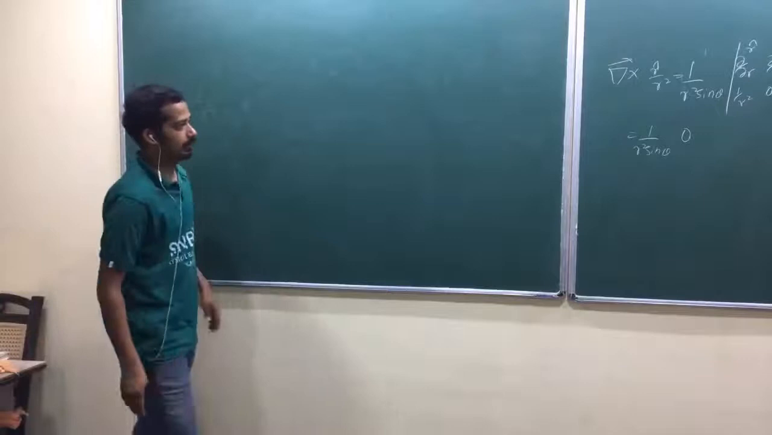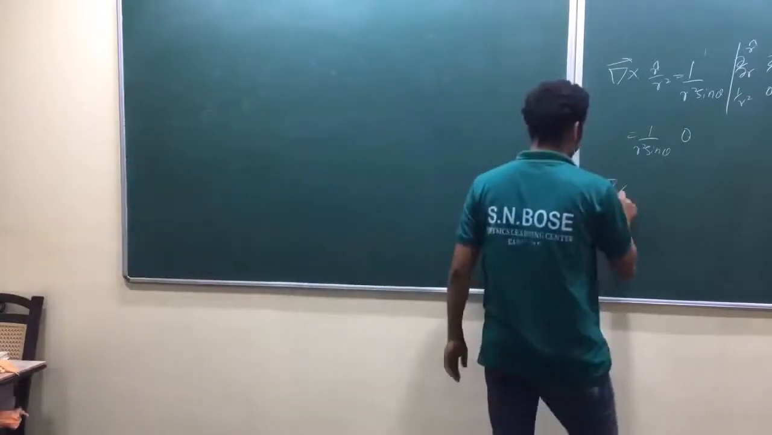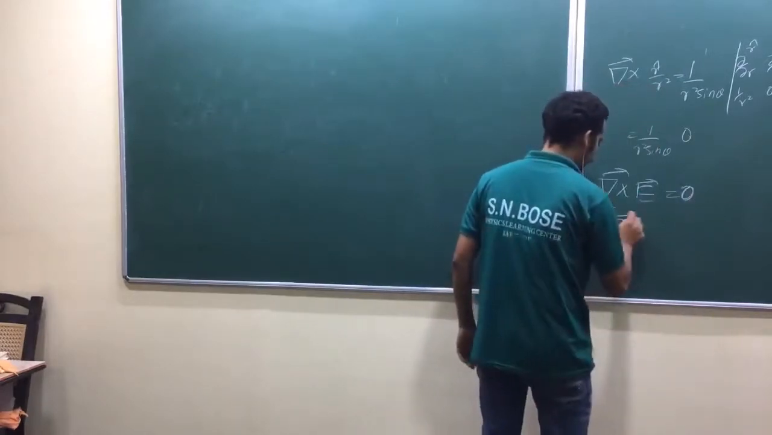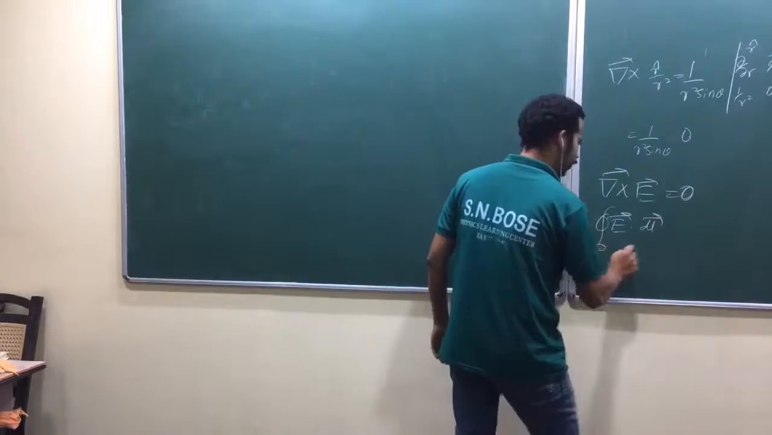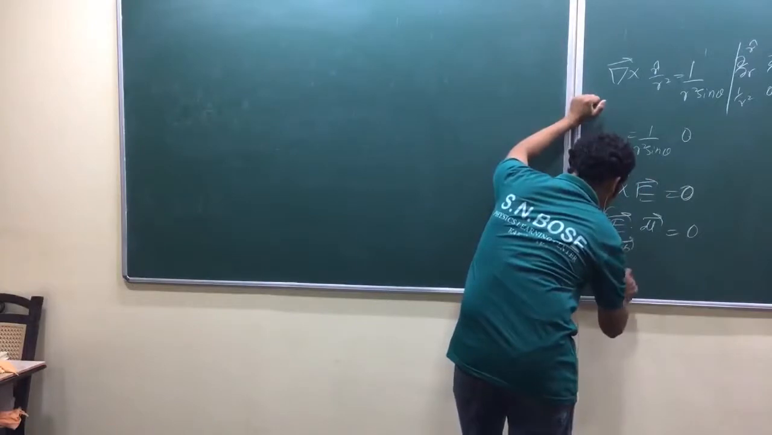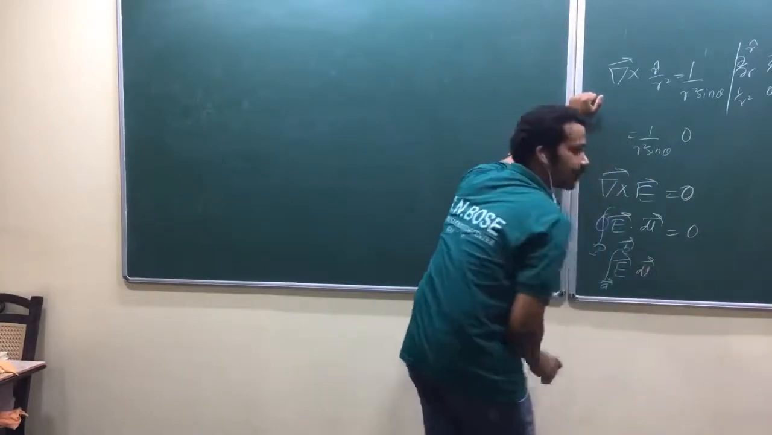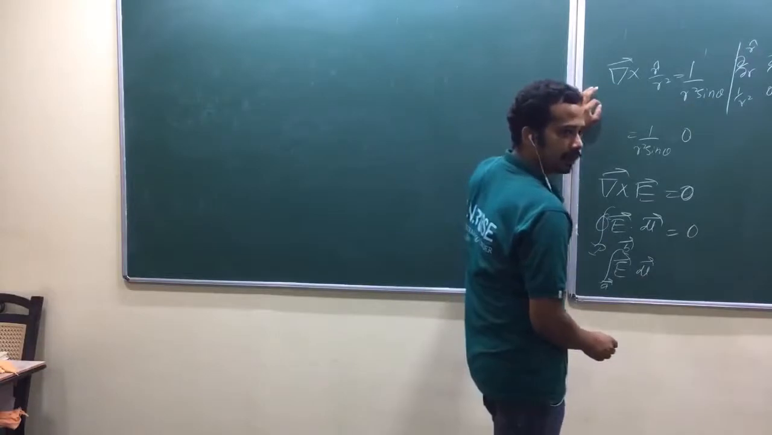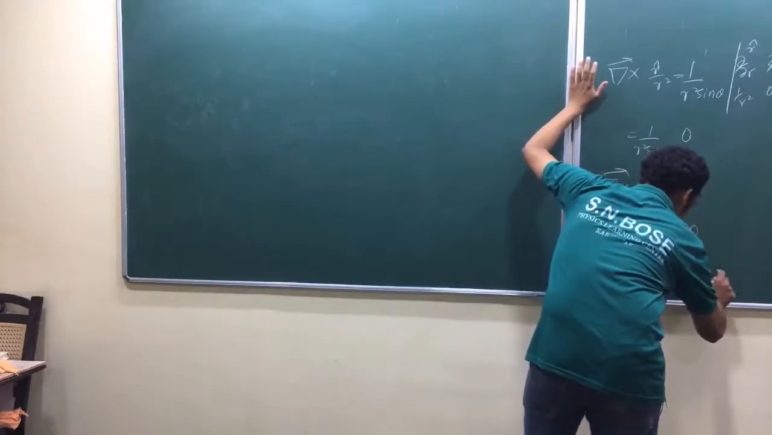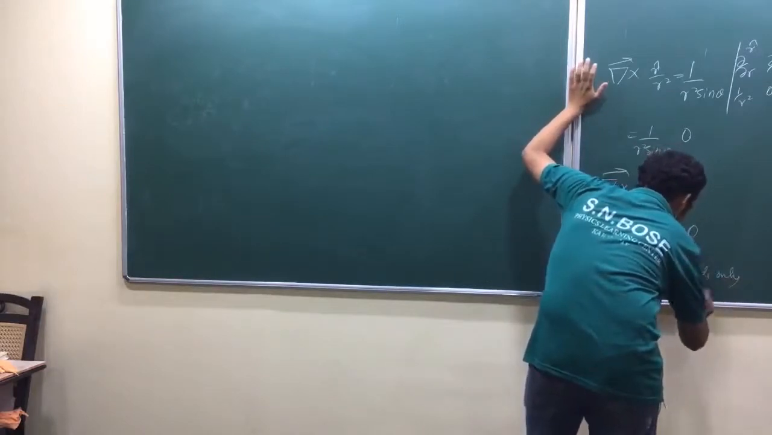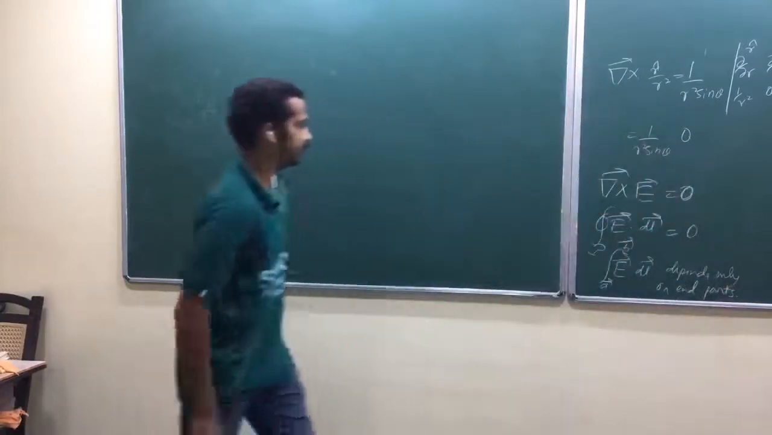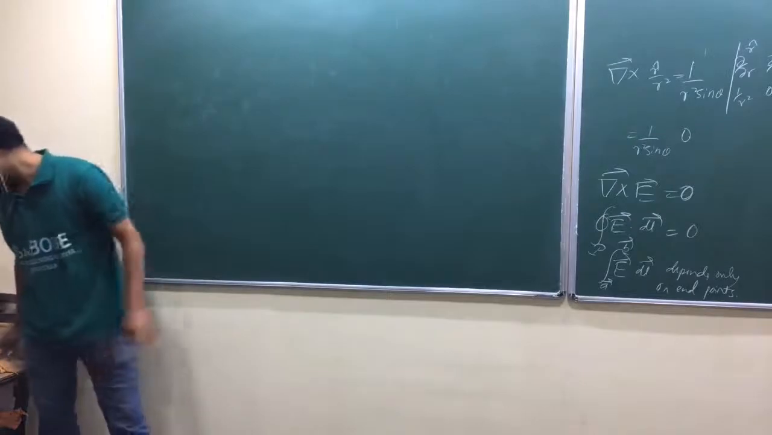Now again, what are the equivalent statements? Del cross E is equal to 0, null vector; closed line integral of E bar dot dl bar over any closed path is equal to 0. What is the third one? Integral from A to B of E bar dot dl bar is independent of the path taken from A to B, depends only on endpoints, isn't it? Is that okay? So those are equivalent statements. Yeah, let me keep that one side.